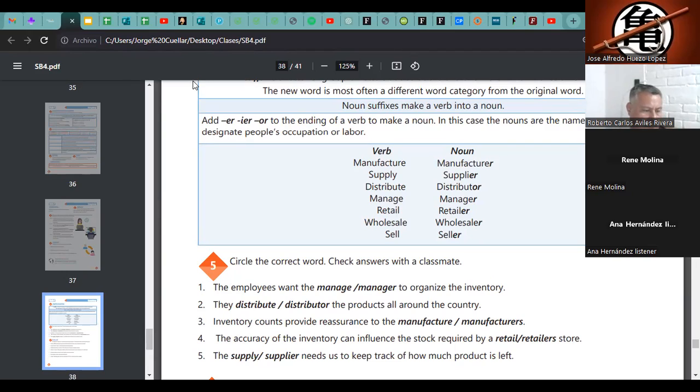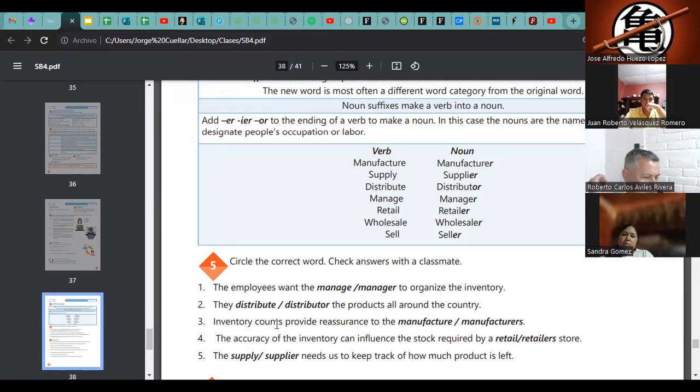Number five. Who wants to share number five? The supplier needs us to keep track of how much product is left. Very good. The supplier needs us to keep track of how much product is left. Nice. As you can see, it's very easy. I believe this is not difficult, but we need to be careful anyways, right? Let me see. Inventory counts. Do you know what inventory counts are?